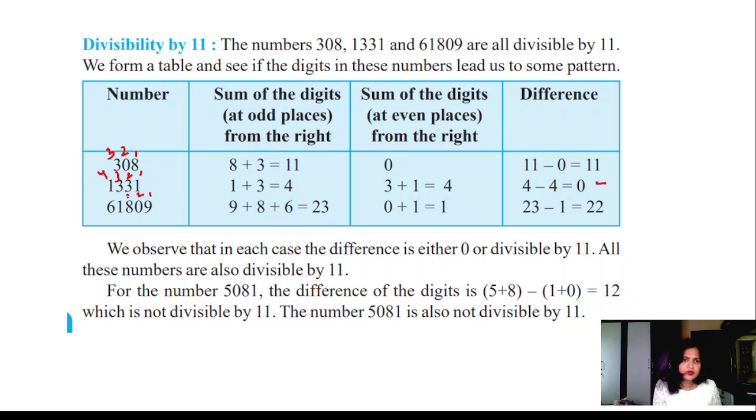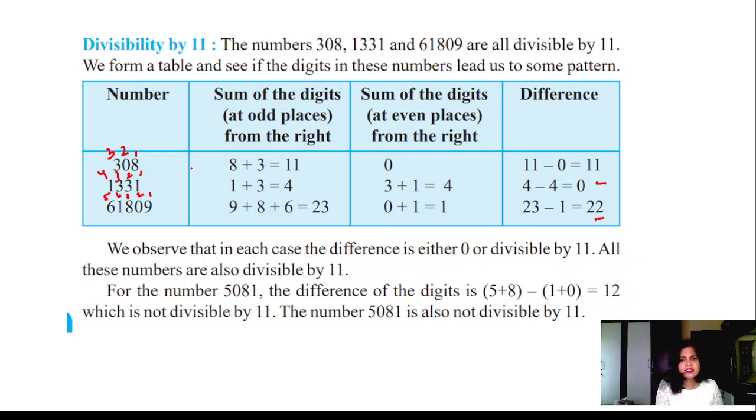Again, 1, 2, 3, 4, 5. The odd places are 9 plus 8 plus 6, which is 23. Then the remaining even places are 0 plus 1, which is 1. 23 minus 1 is 22. 22 is a multiple of 11. We observe that in each case the difference is 0 or divisible by 11. All these numbers are divisible by 11.